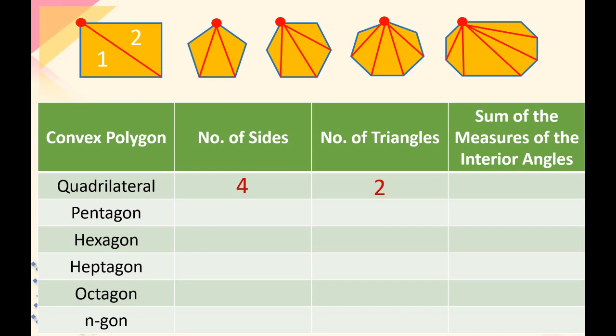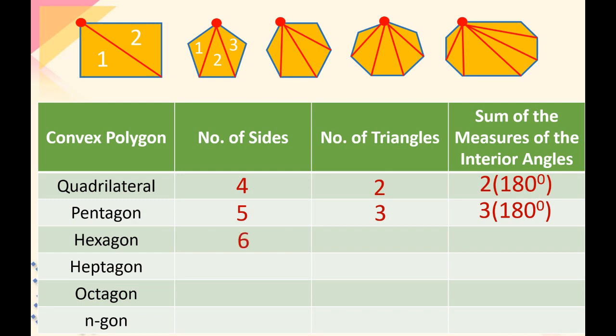Remember that the sum of the measures of the interior angles in a triangle is 180 degrees, right? Therefore, the sum of the measures of the interior angles of this quadrilateral is 2 multiplied by 180 degrees, since we have 2 triangles in it. How about for this pentagon? We have 5 sides. And how many triangles were formed? We have 3 triangles. So it means that the sum of the measures of the interior angles of a pentagon is 3 multiplied by 180 degrees.